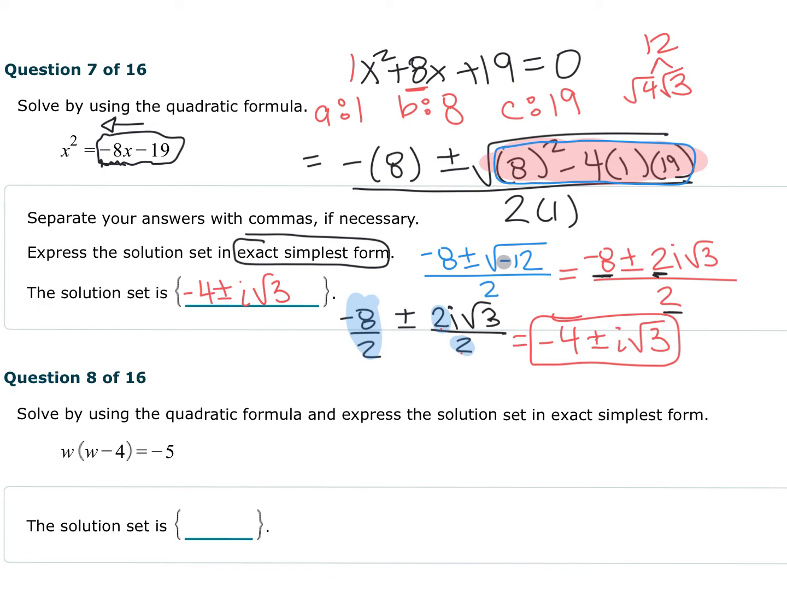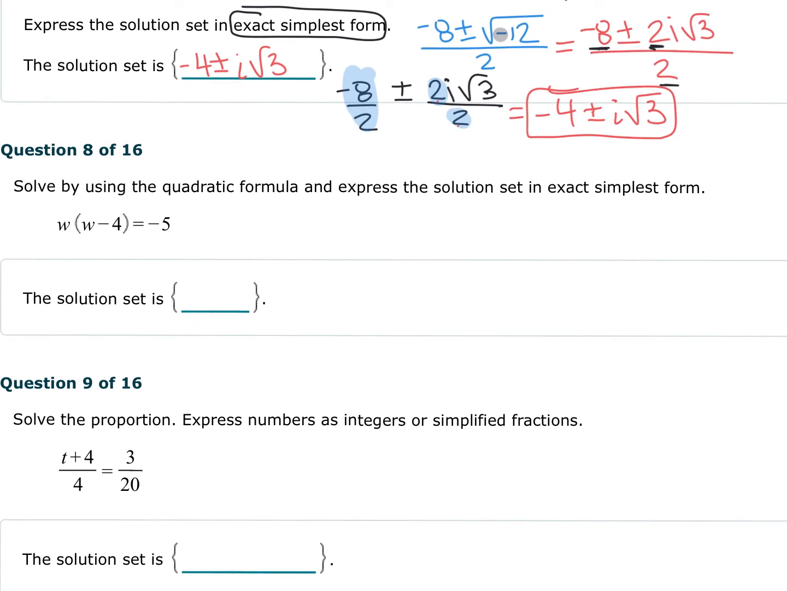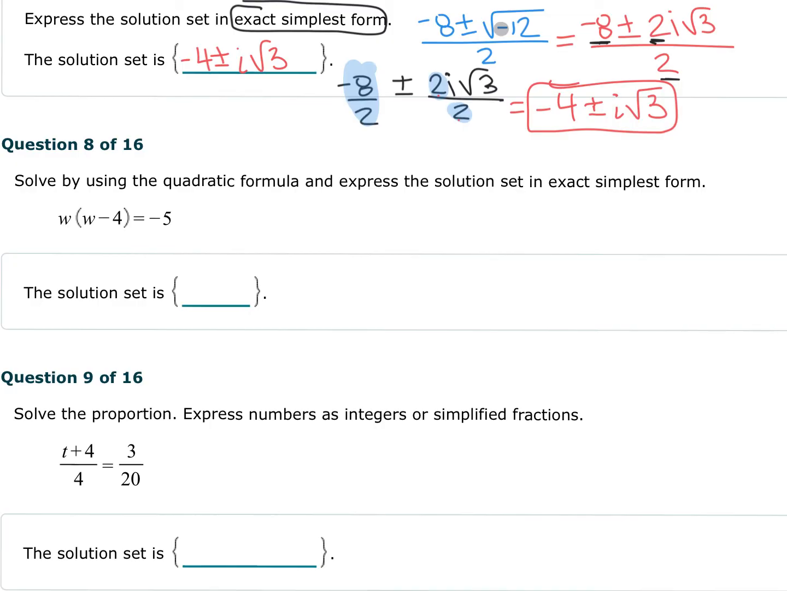All right, let's move into another solving quadratic, and then we're going to move on to solving different types of equations. Okay, so this one is even farther away from that ax squared plus bx plus c. So we're going to want to distribute first, and then do what we need to get it in that ax squared plus bx plus c form, right? So w times w is just w squared, and then w times negative 4 is negative 4w equals negative 5.